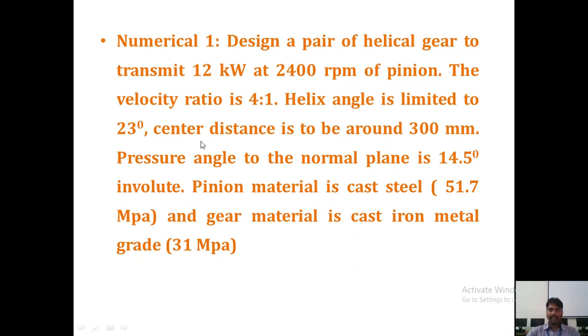The type 1 problem is the one where the center distance is given. By using the center distance, we can calculate the diameter. That is, the diameter is known. The pressure angle in the normal plane is 14.5 degree involute. In all the previous three problems on spur gear, we have taken the 20 degree involute profile. But in this problem, they have given the condition of 14.5 degree involute. The pinion material is cast steel with 51.7 MPa and the gear material is cast iron grade 31 MPa. Let us start with the solution.